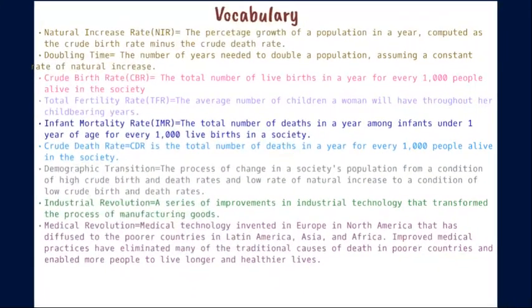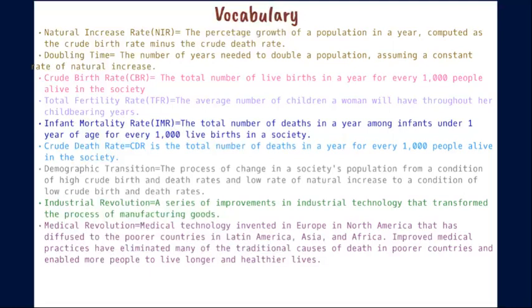Vocabulary. Natural increase rate is the percentage of growth of a population in a year, computed as crude birth rate minus crude death rate. Doubling time is the number of years needed to double a population, assuming a constant rate of natural increase. Crude birth rate is the total number of live births in a year for every 1,000 people alive in the society. Total fertility rate is the average number of children a woman will have throughout her childbearing years.